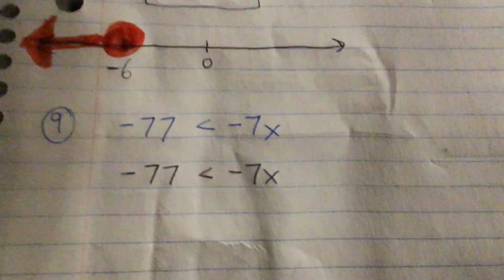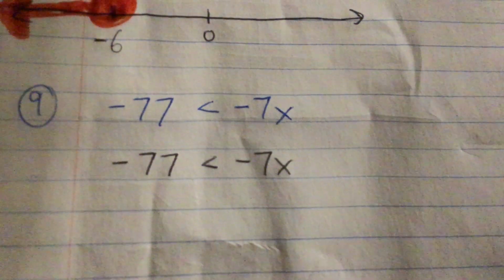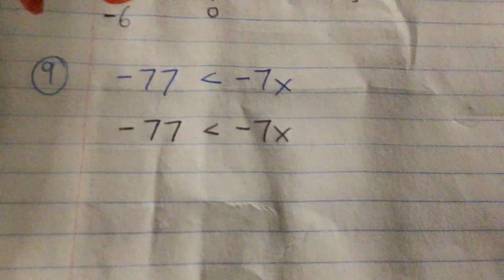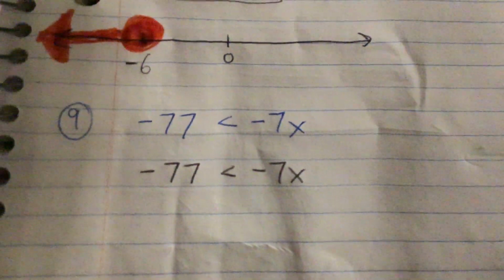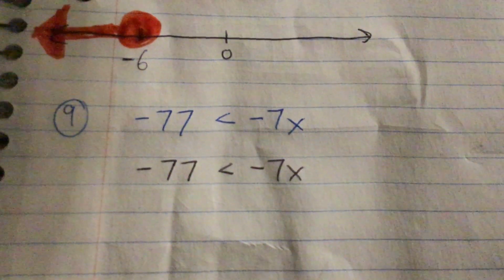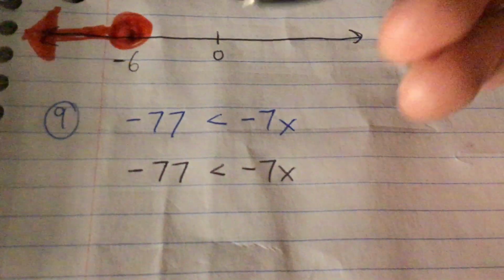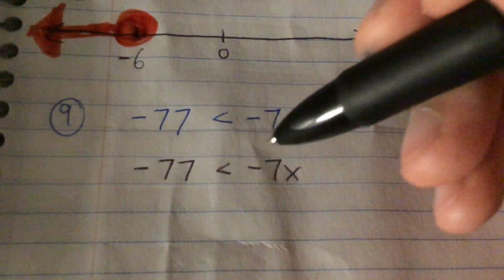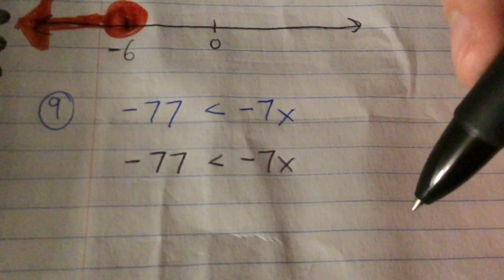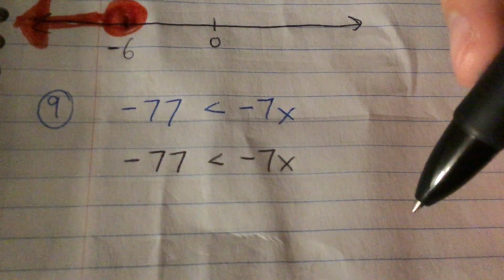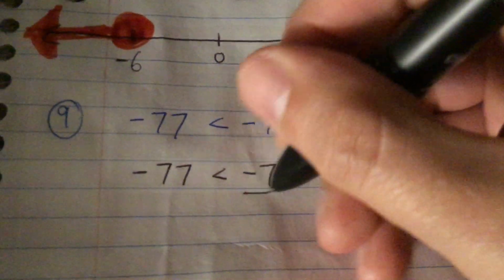All right. Negative 77 is less than negative 7x. Oh, the x is on the right side. Oh, that makes me nervous. Ooh, that makes me quiver with fear. But no matter. Let's pretend this is negative 77 equals negative 7x. How would I get x isolated here? I'm going to divide both sides of the inequality by negative 7.